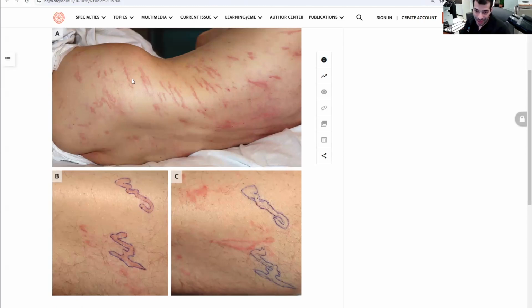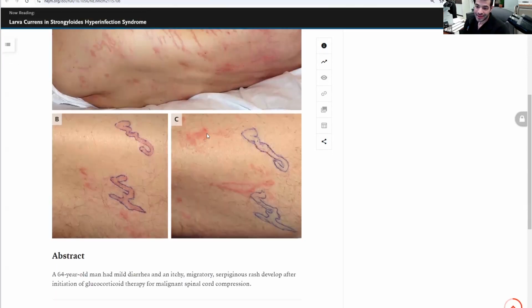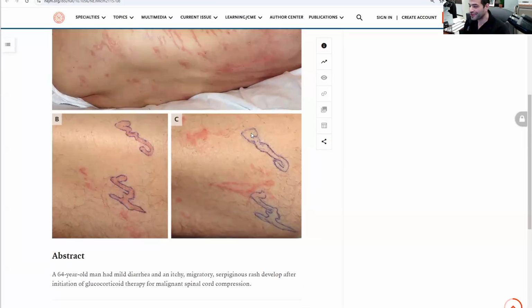To differentiate larva migrans versus larva currens, this is what you do. You take the area, you take a little pen or pencil, take a pen really, and you draw around it, mark it. And then look what happened. They came back a few hours later. See that? So then this would probably be larva currens.